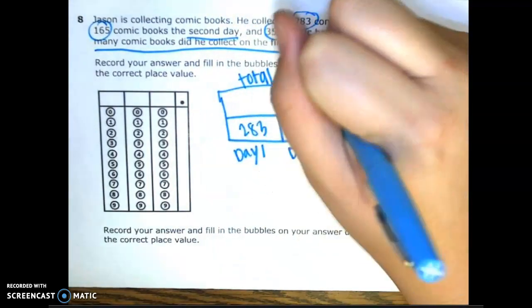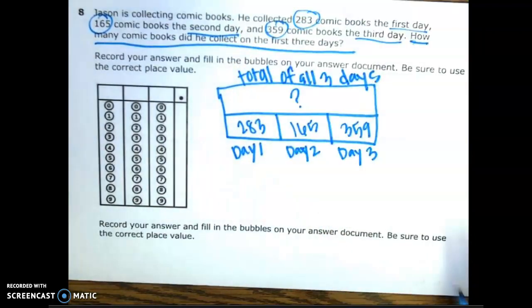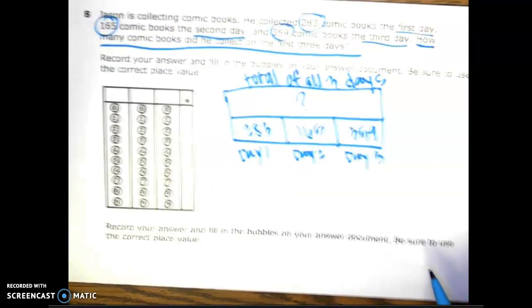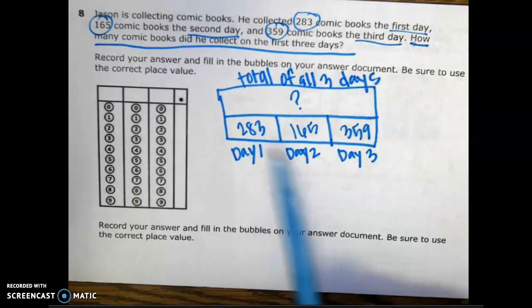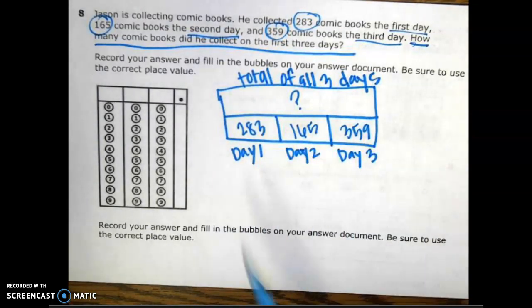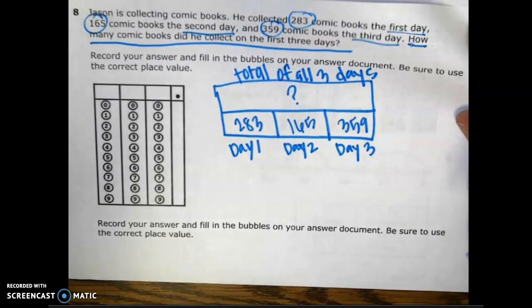Total of all 3 days. That's a total of all 3 days. I don't know that answer. That's what we're trying to figure out. But I know day 1, 2, and 3. I know the amounts there. When you're looking for your total, you're going to be adding. So let's add these numbers up.